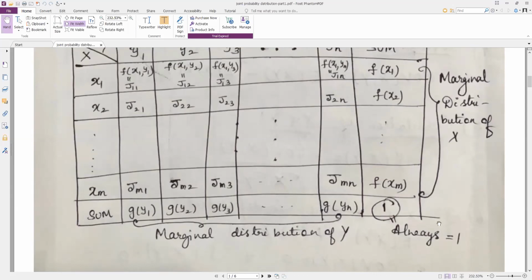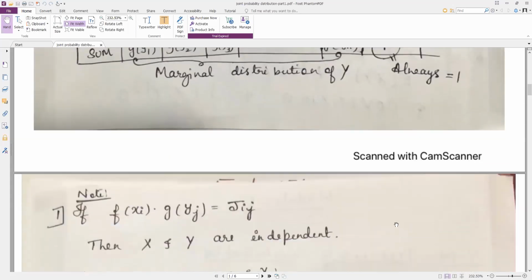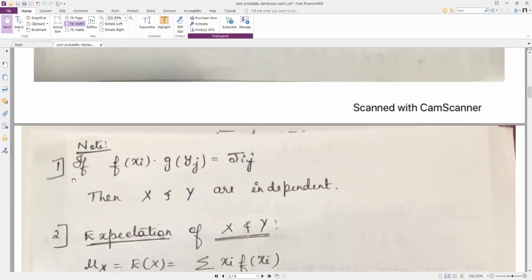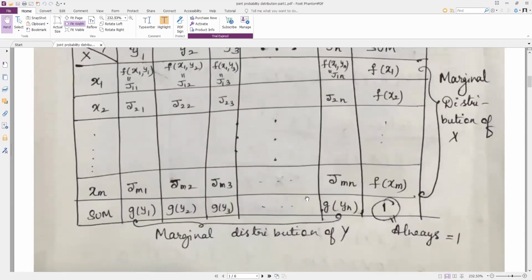Sum of marginal distribution of y is always 1. Now let me see some formulae related to this. I told you, if f of xi into g of yj is equal to Jij, suppose the product is nothing but Jij, then we say x and y are independent. What is the meaning of this?